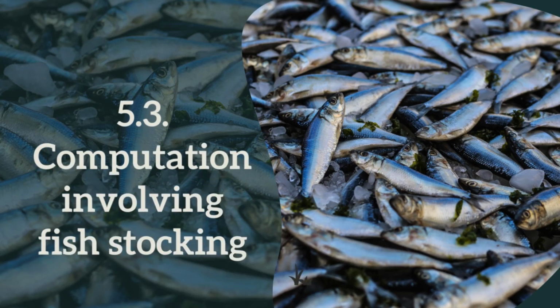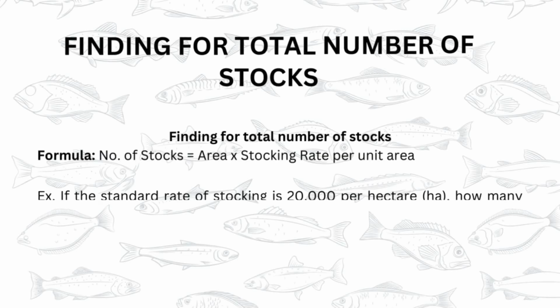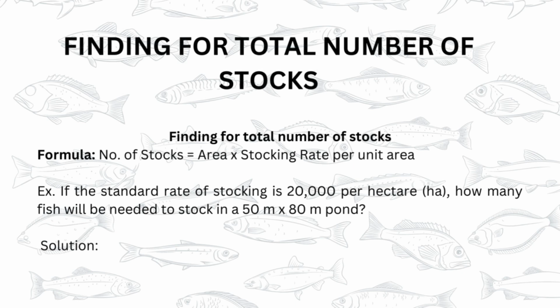Now, let's proceed to the computation involving fish stocking. First, we have the finding for total number of stocks, to be followed by finding for principal or total number of stocks, percentage survival or mortality of stocks, and survival or mortality rate of stocks. We have here finding for total number of stocks.